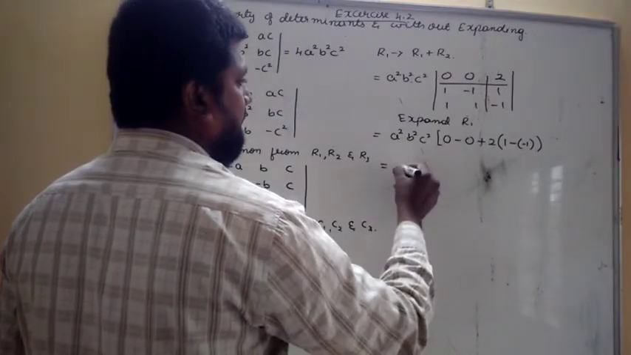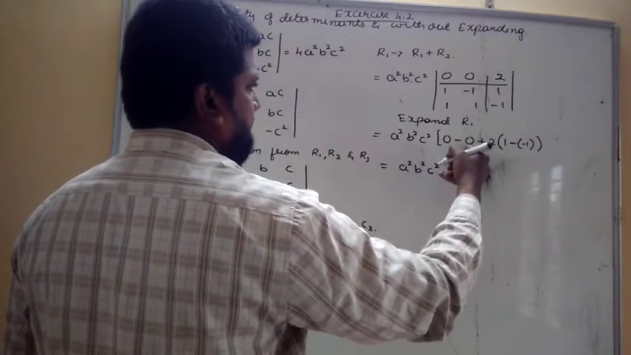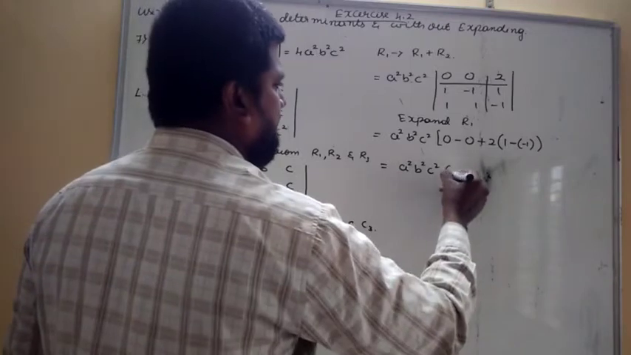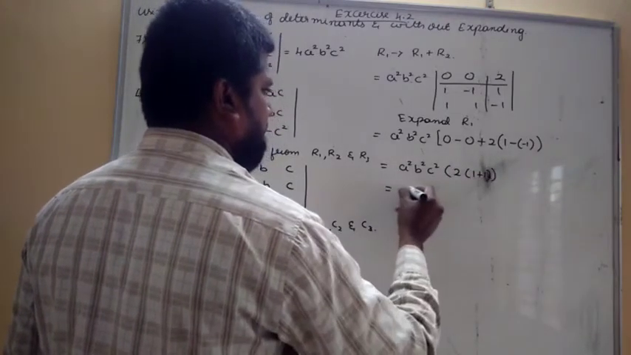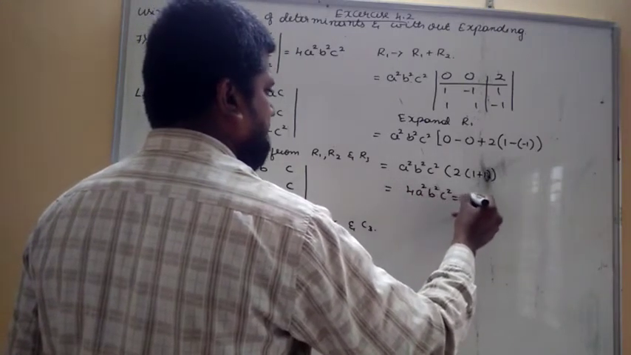So A square, B square, C square, then 0 minus means 0, 0. You can leave the 0 here. So here 2 of 1 plus 1, so that is equal to 4A square, B square, C square. This is an RHS.